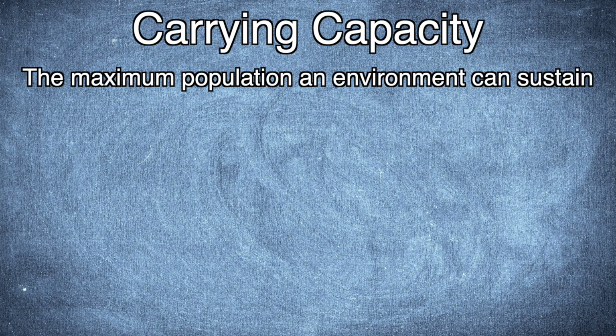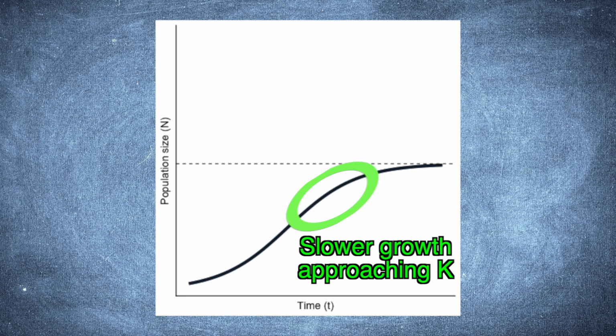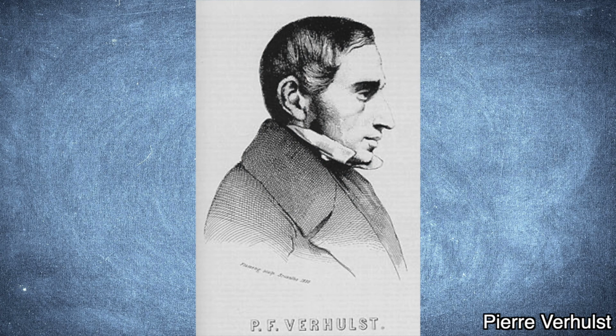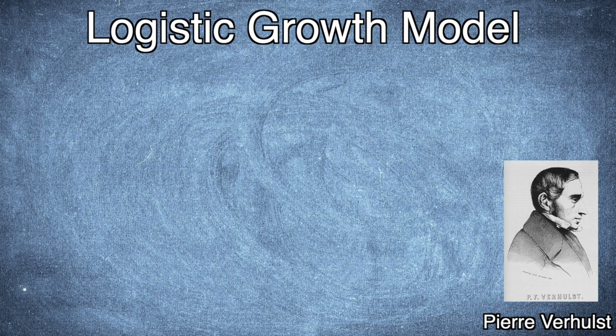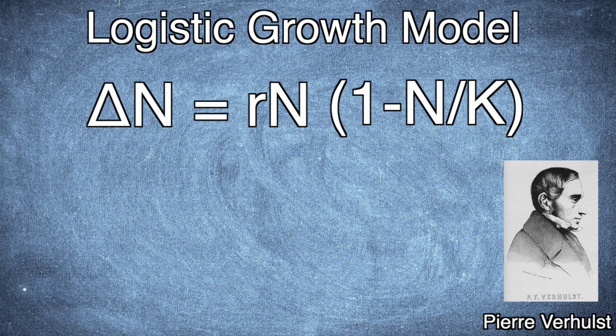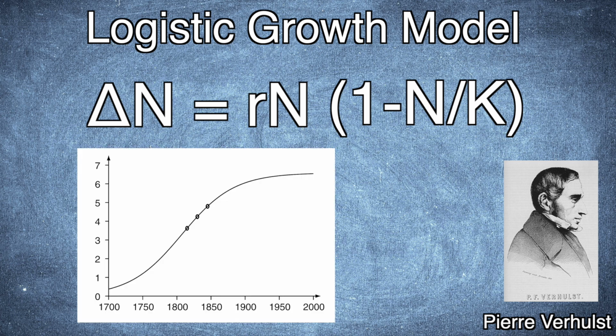We will call this cap the carrying capacity of a population, which is simply the maximum population size a particular environment can sustain. Let's call this k. As the population size approaches k, it should grow slower, and if it exceeds k, we should expect it to shrink. The model we explore is proposed by Pierre Verhulst. It is called the logistic growth model, and in this case, we multiply the exponential growth equation by the term 1 minus n over k. Verhulst proposed this to produce a more realistic model of the population growth of Belgium.